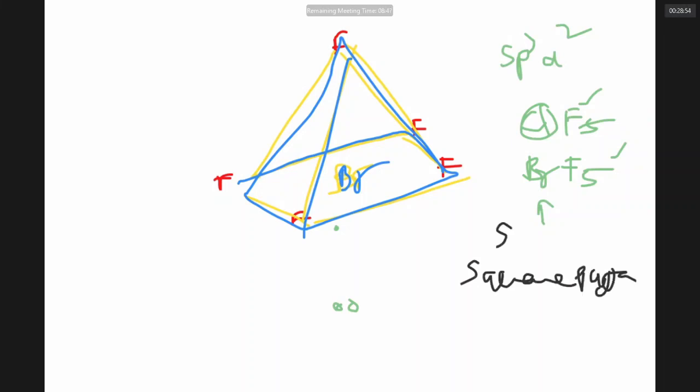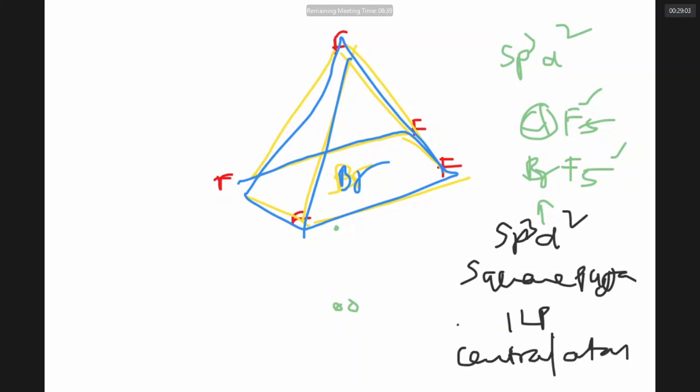What is the hybridization? sp3d2. It has one lone pair on the central atom and 5 bond pairs. This is the lone pair. These are bond pairs.